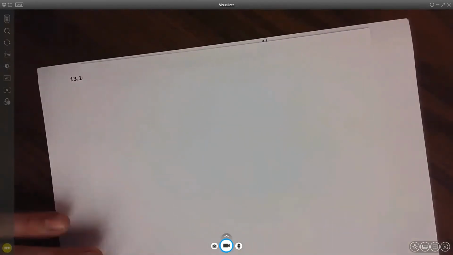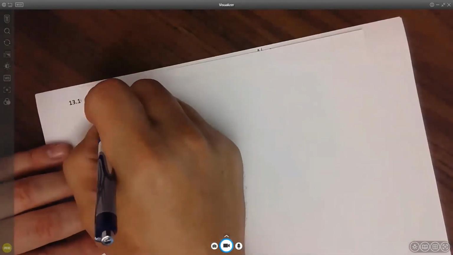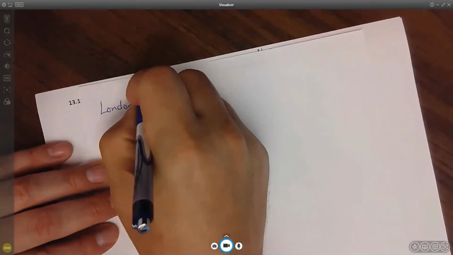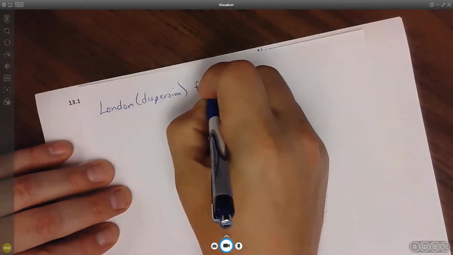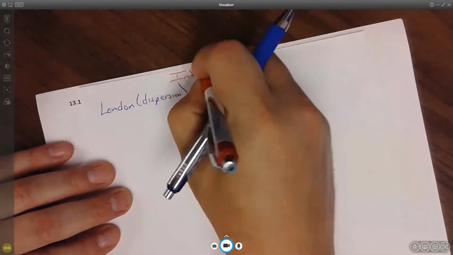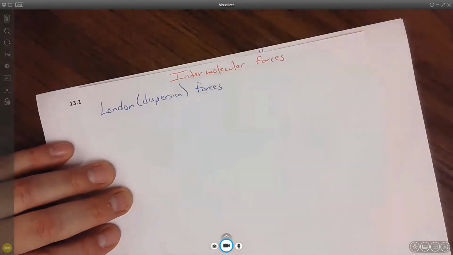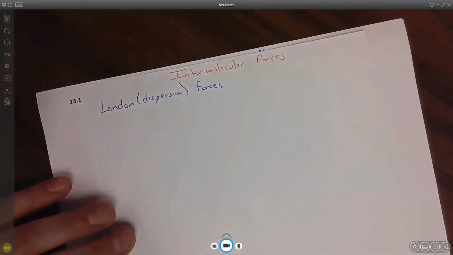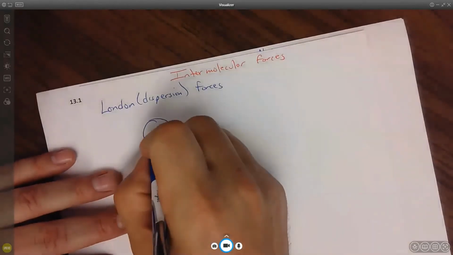Now, again, these are much weaker than chemical bonds: ionic bonds, covalent bonds, metallic bonds. So they're much weaker than those regular bonds. So first we have London or dispersion forces. Again, these are all the intermolecular forces. So London forces, what happens is, let's say we have a couple of, let's say, helium atoms, right?